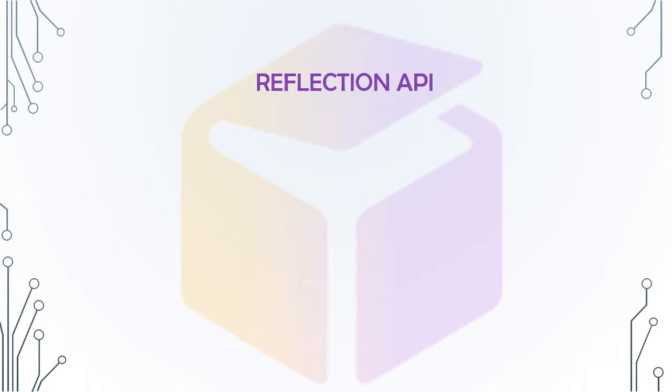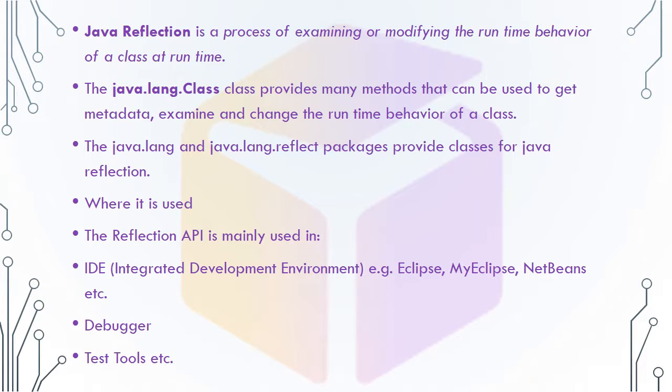After the annotation, it's the reflection API. So after the annotation videos, you have to look at these videos. So what is reflection? The process of examining or modifying the runtime behavior of a class at runtime. For instance, reflection is the process of analyzing all the capabilities of a particular class at runtime of an application.